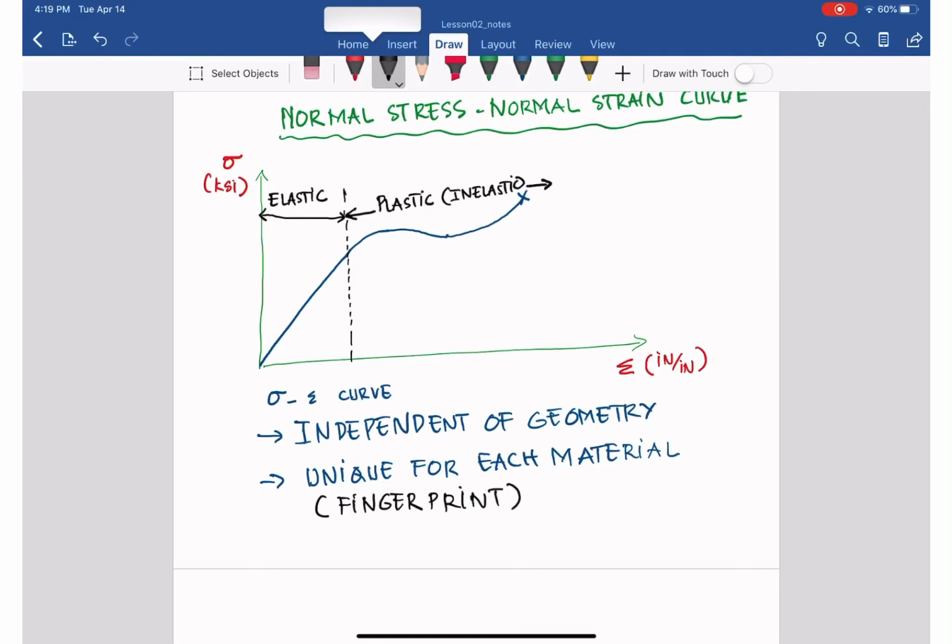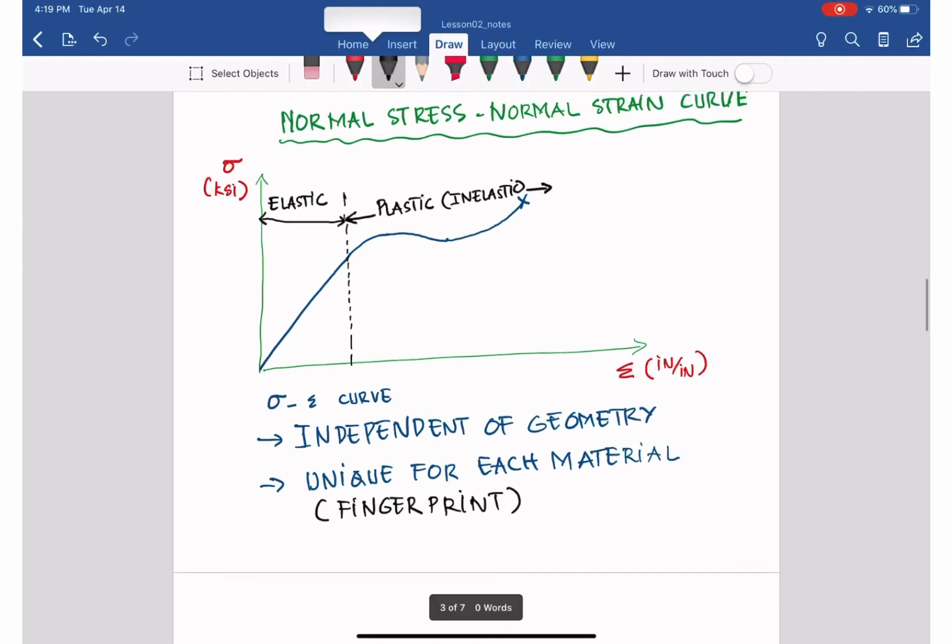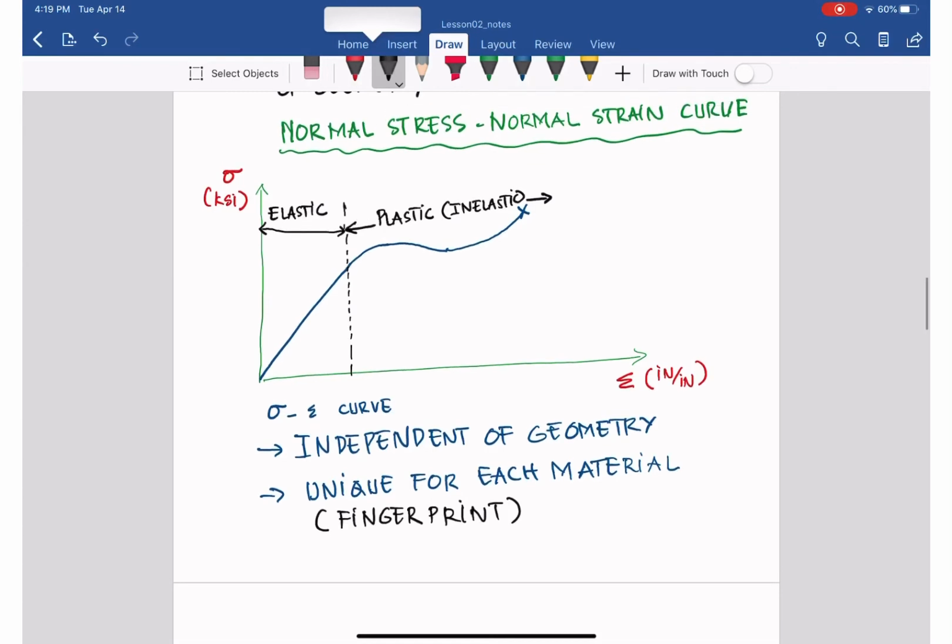So with that, we stop this video, and in the next video we'll introduce other concepts, continue with the sigma and epsilon curve, and then talk about Poisson's ratio later.